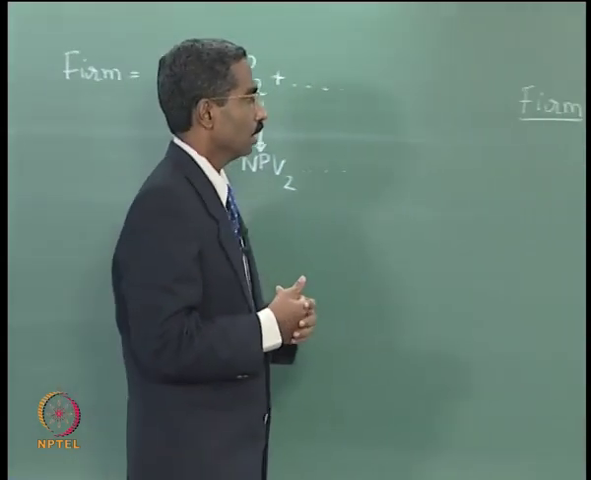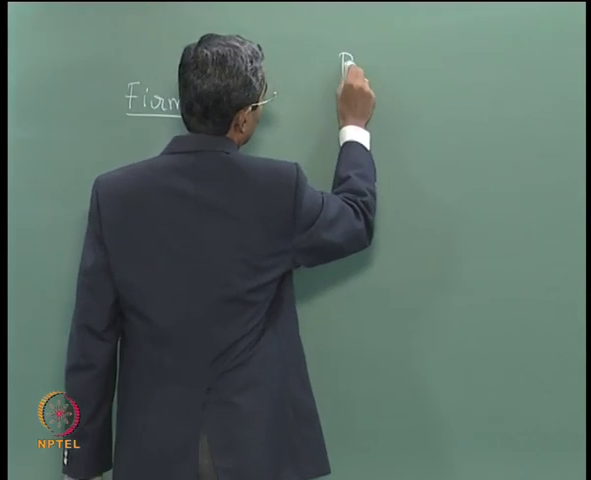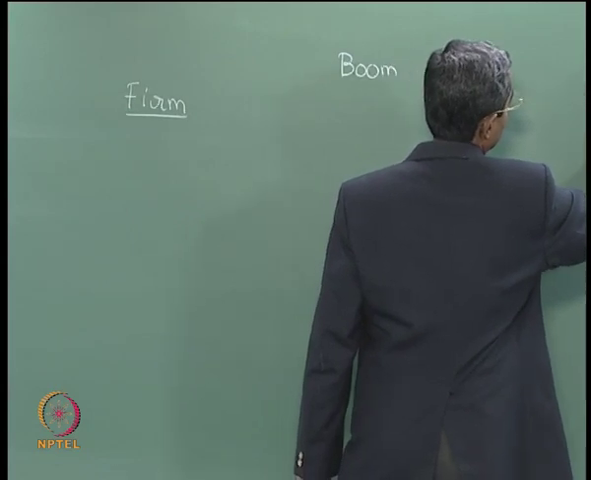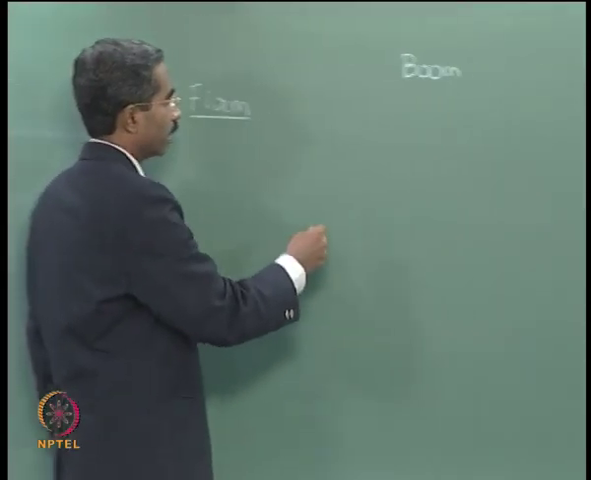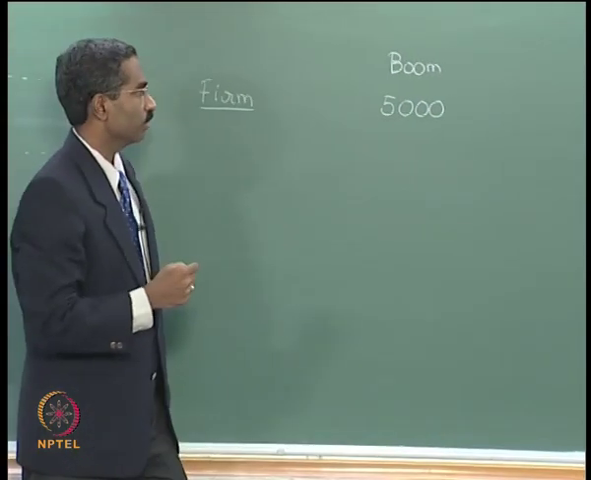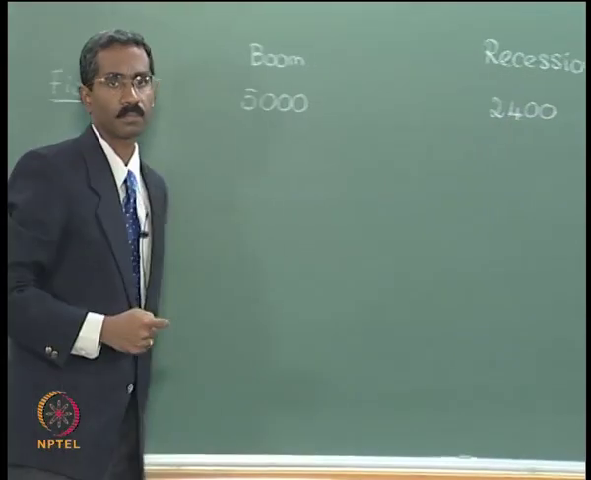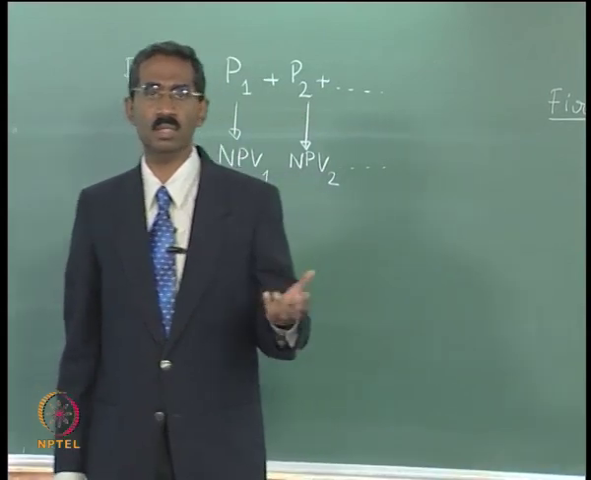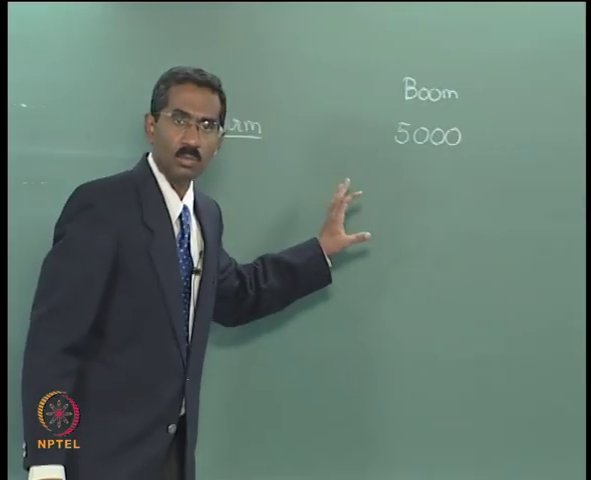Let us consider a simple example where the firm is in a boom and in a recession. The value of the firm in the boom period is, let us say, 5,000, and the value of the firm in a recession is 2,400. Because during the recession the economic conditions are bad and the business prospects are bad, the value of the firm is much lesser as compared to what we see in the boom conditions.